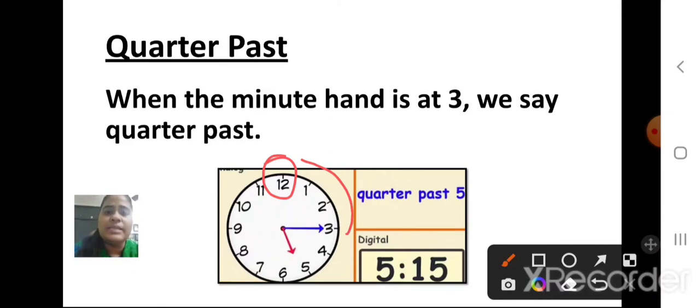A quarter has passed. Okay, now if you look here in the example, the time is 5:15, correct? Because 5 hours are over and 15 minutes have passed. Now I can write it as 5:15 or I can write it as quarter past 5. Okay, because 1 quarter has passed and which hour has passed? The 5 hour has passed, correct? 5 hours are over. So we will write quarter past 5.